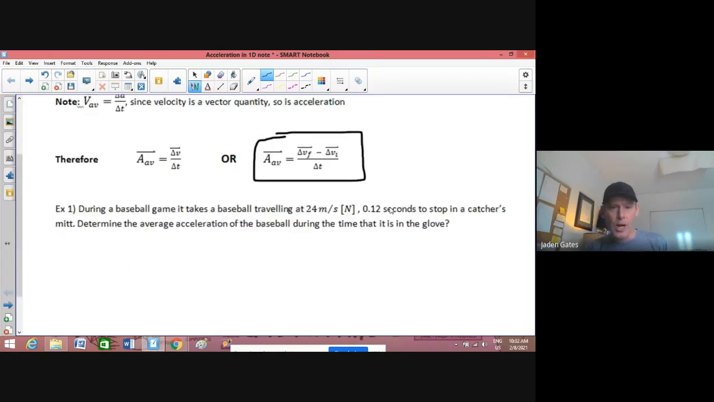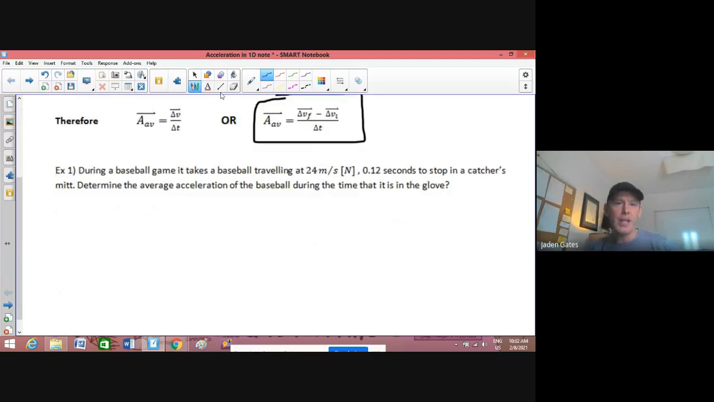All right, and so, here we go. During a baseball game, a baseball traveling at 24 meters per second north, in this case, takes 0.12 seconds to stop in a catcher's mitt. Determine the average acceleration of the baseball during the time that it is in the glove. So we are looking for average acceleration, which I don't write with an A average, we just put an A. And again, it's a vector quantity, so it is going to have magnitude and direction.